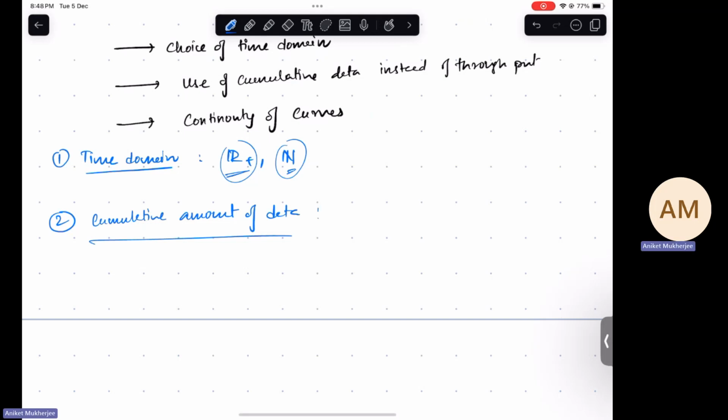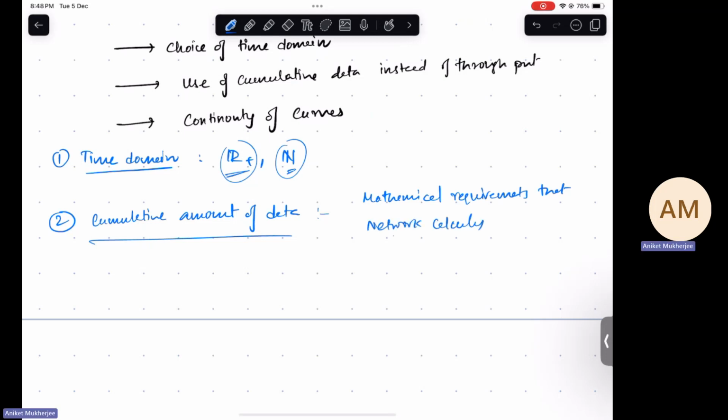The next is data. Why cumulative amount of data? Why not throughput? This is mainly motivated by the mathematical requirements that network calculus has, right?